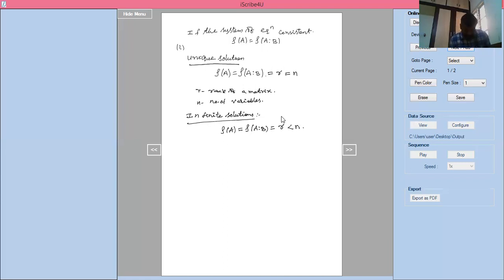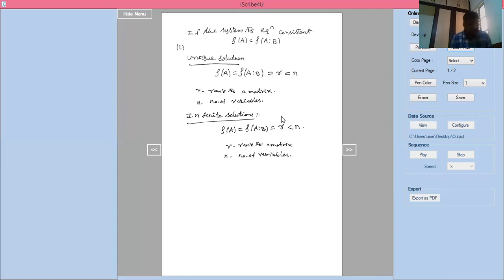What is R? R is nothing but the rank of a matrix. What is N? N is the number of variables. Rank of A equal to rank of [A|B] equal to R. If that rank is less than the number of variables, then I can say that there should be infinite solutions.